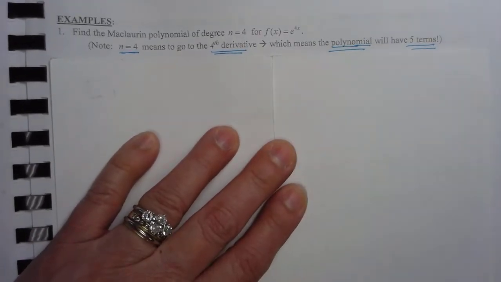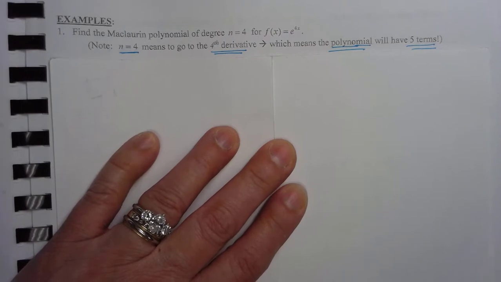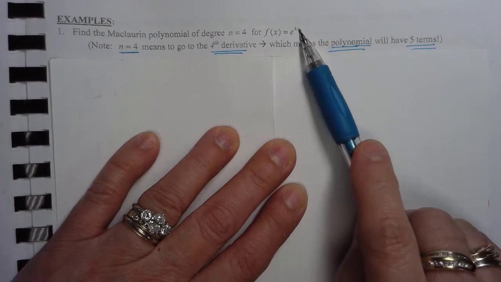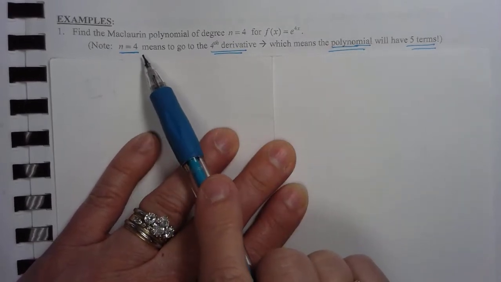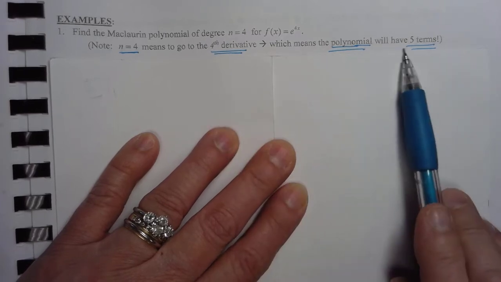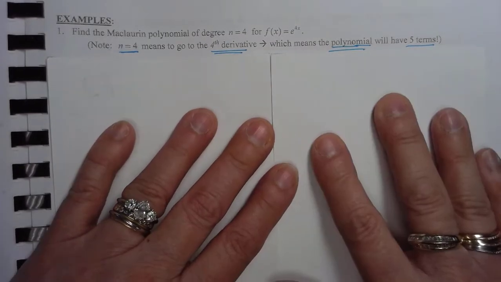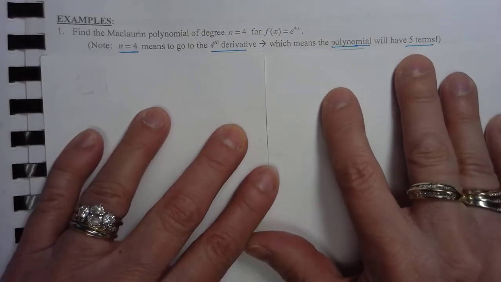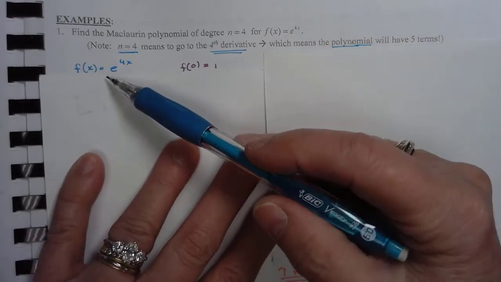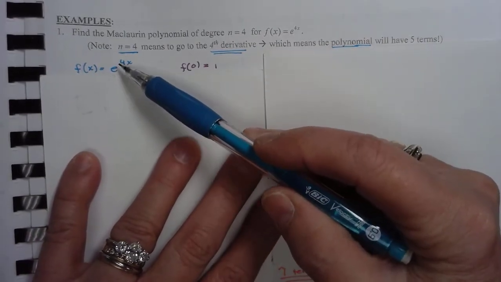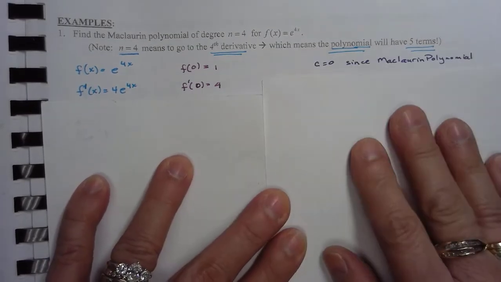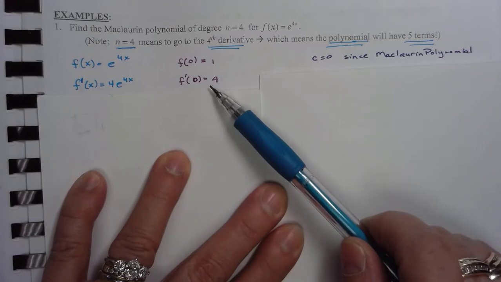So we are going to find the Maclaurin polynomial of degree 4 for f of x equals e to the 4x. Note n equals 4 means go to the 4th derivative, which means your polynomial will have 5 terms. So what are the things that we need to know? We need the function. Maclaurin means we're centered at 0. So here is our function, f of x equals e to the 4x, and evaluated at 0 gives us 1. Now we need our first derivative, evaluated at 0.